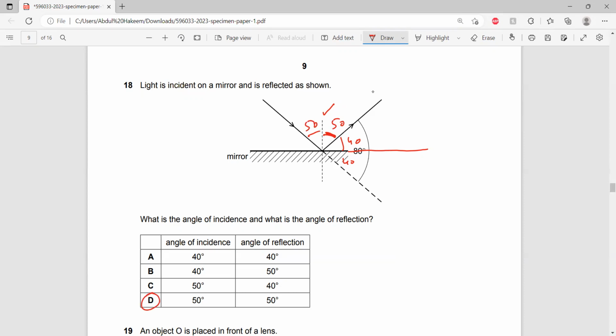Angle of incidence means the angle between the incident ray and the normal. So this angle is required. Look, this angle is 40. So this total angle is 90. So 90 minus 40, this is 50. So this is also 50. D is the answer.